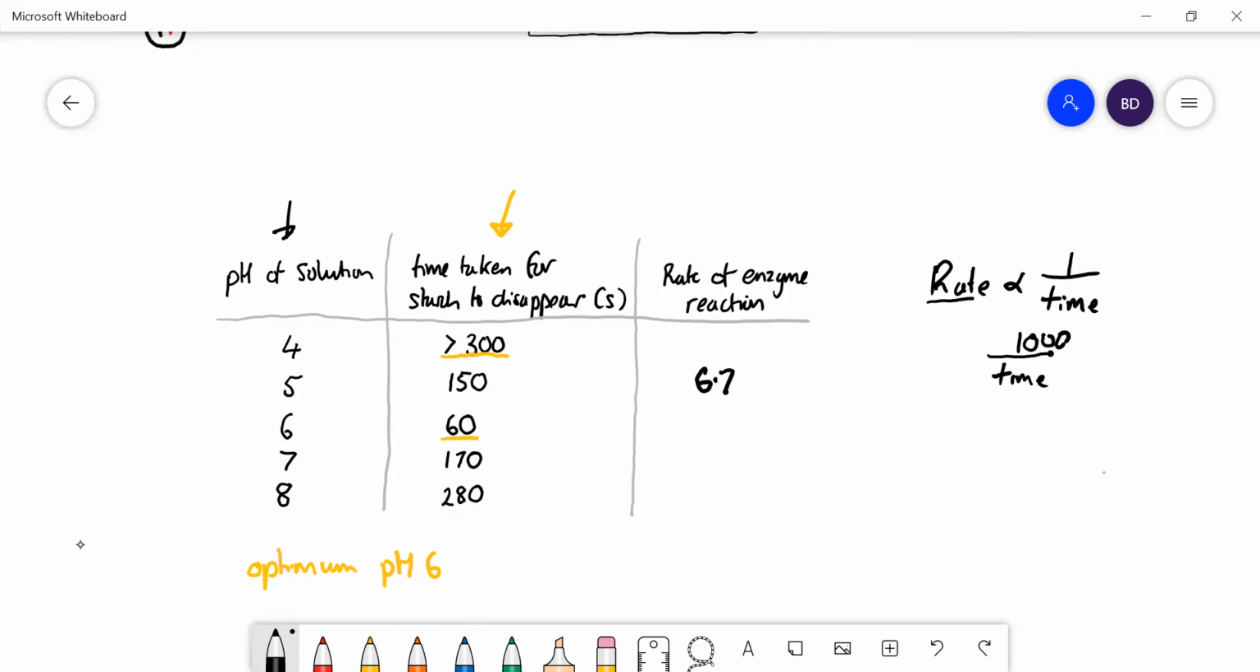Let's do the quickest one at pH 6. That only took 60 seconds. So 1000 divided by 60 is 16.7. All right, so we can see there that rate. And you can do the same for all of the other ones there.